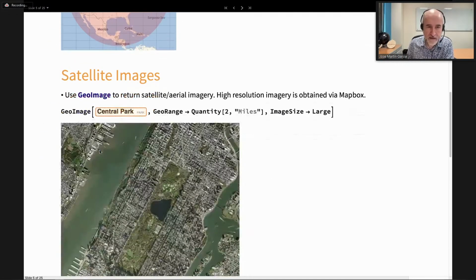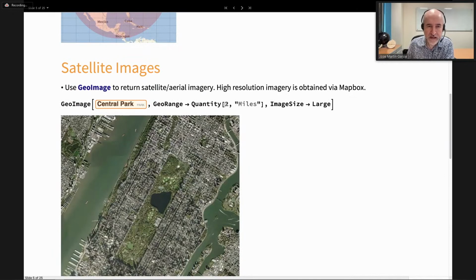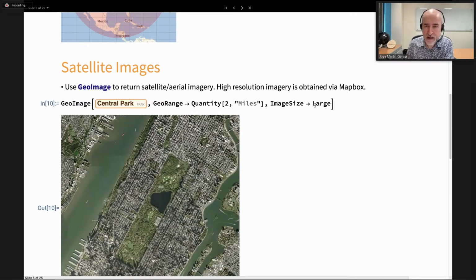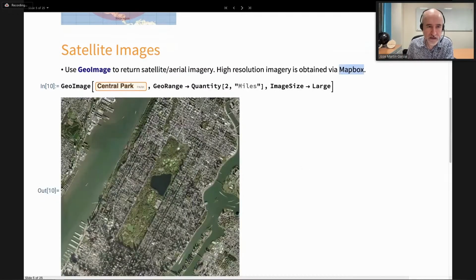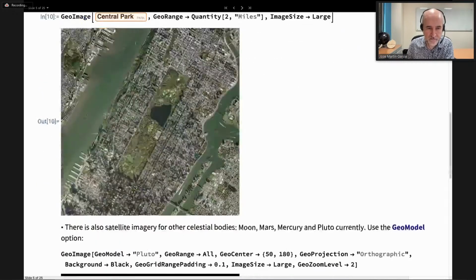Okay, another thing that I wanted to show at the very beginning is that we can use satellite imagery of local regions. And this is satellite imagery that we get via Mapbox. For example, this is an image of the area around Central Park. So it's about 2 miles of radius about Central Park.